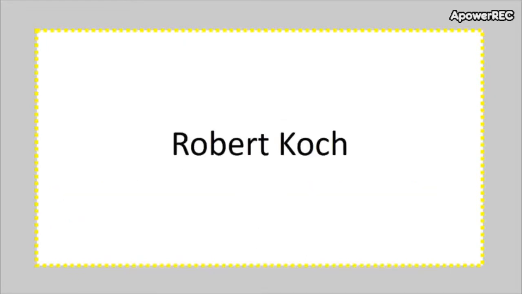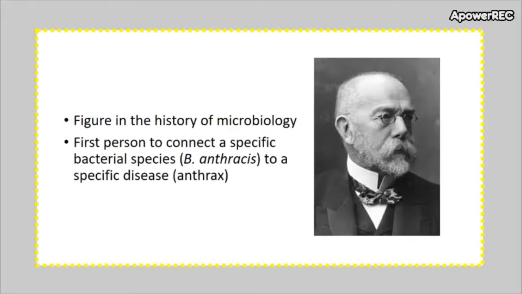Number 9, Robert Koch. Okay, Koch was a very important figure in the history of microbiology. He was the first person to connect a specific bacterial species, Bacillus anthracis, to a specific disease, anthrax. He developed Koch's postulates, which was a series of experiments to determine if a disease was linked to a particular pathogen or not. And he was very important in the development of the germ theory of disease.